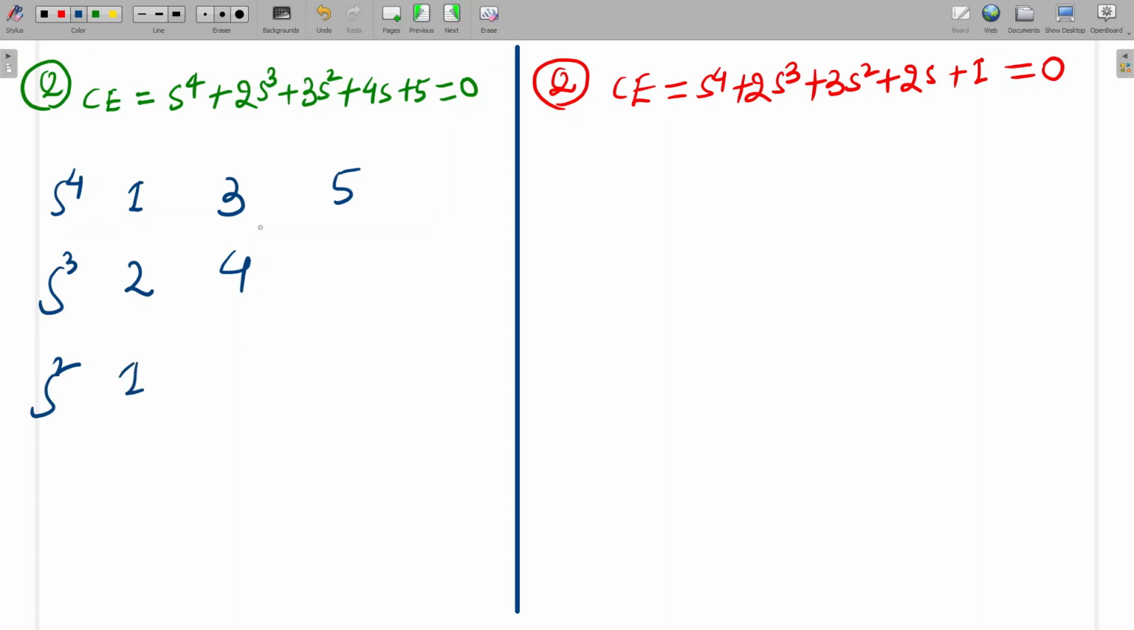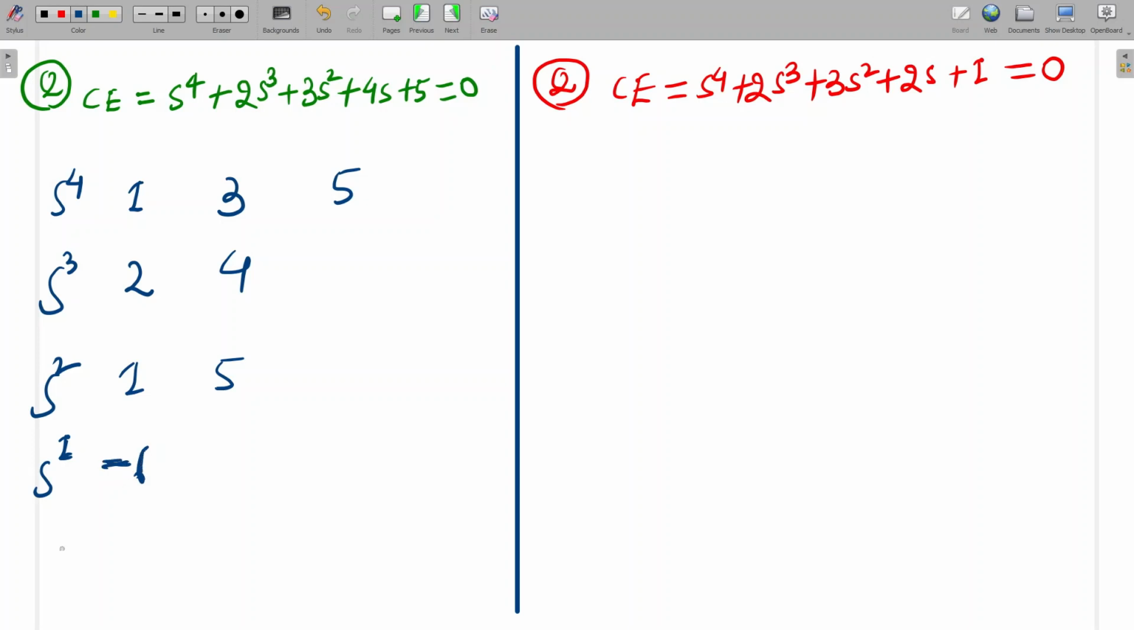Again here what will be the value? 2 into 5 minus 1 into 0 divided by 2. So it will be 5 only. Again here s to the power 1, what will be the value? 1 into 4 minus 2 into 5. So 4 minus 10, it will be minus 6 divided by 1. So minus 6.